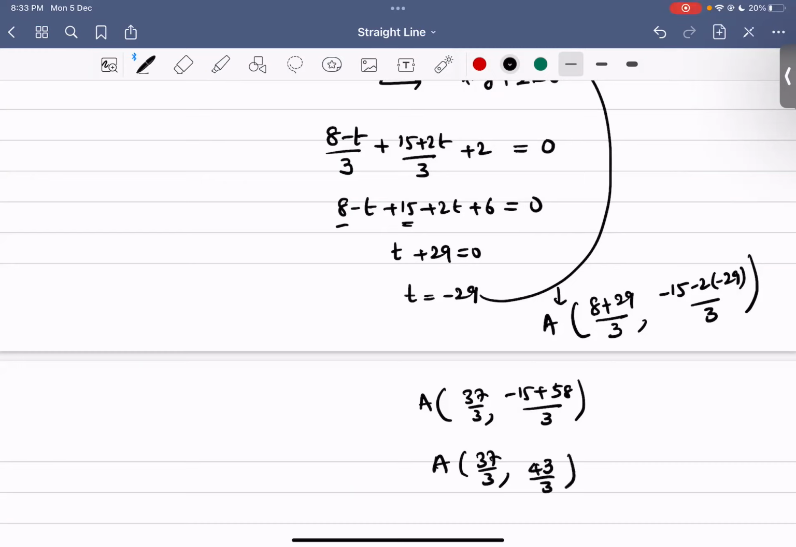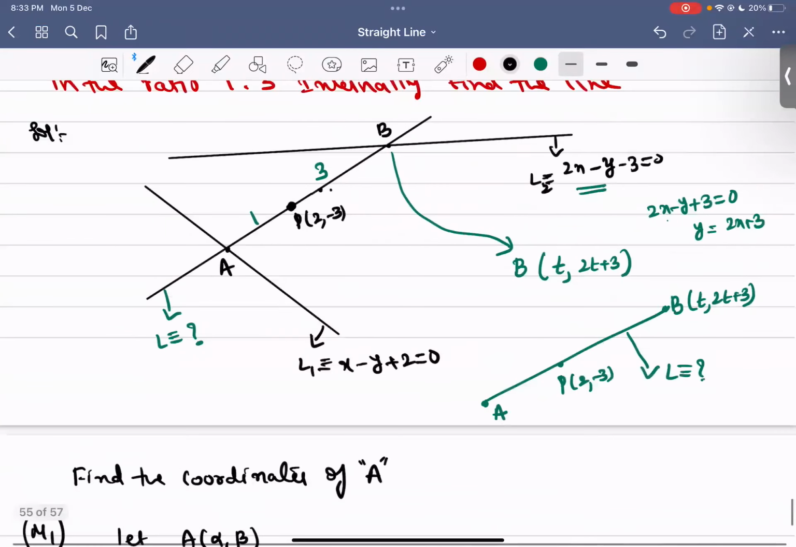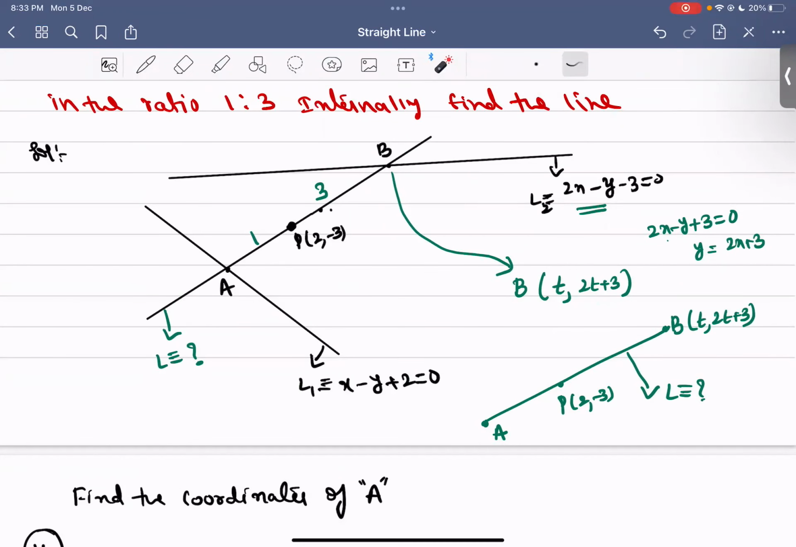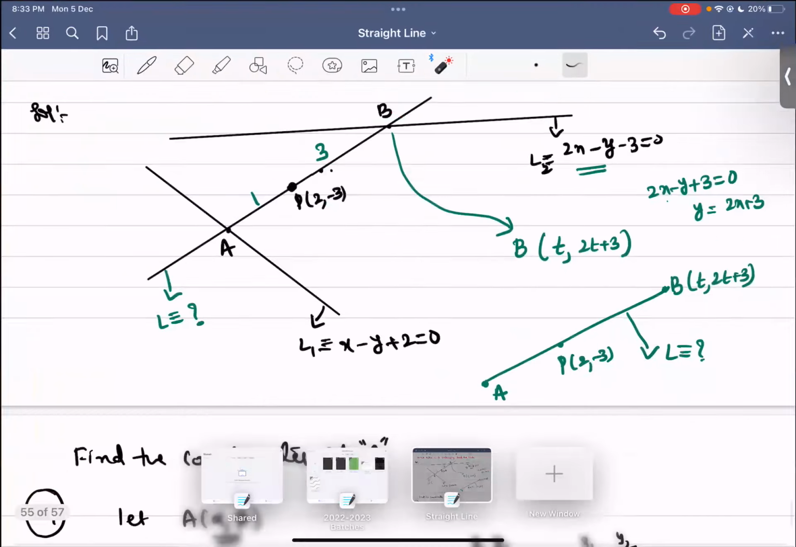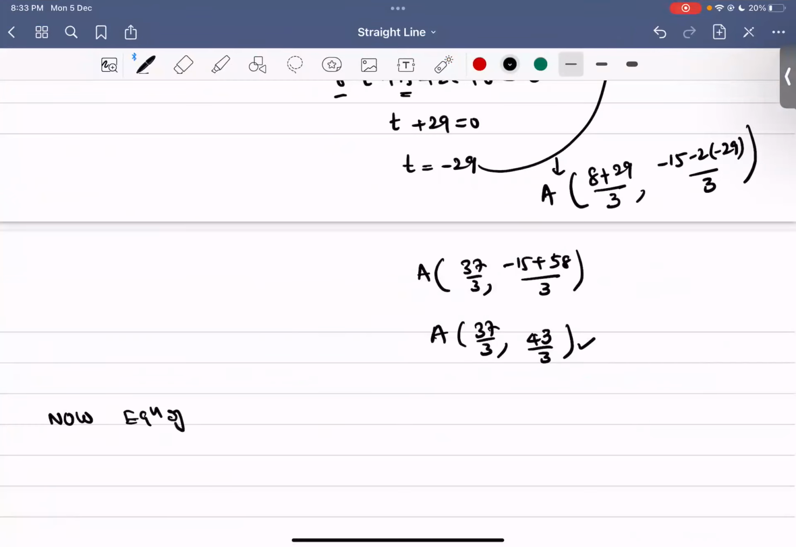Is it okay? Yes, sir. These are the coordinates of A. So our requirement is what? Point A, line. So we have (2, -3) and the A coordinates. Therefore, with the help of the 2-point form, we write the straight line equation. Okay? Y minus y1 is equal to. Therefore, now we will find the equation of line L equal to 0.